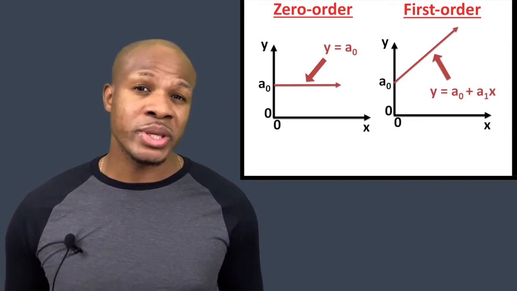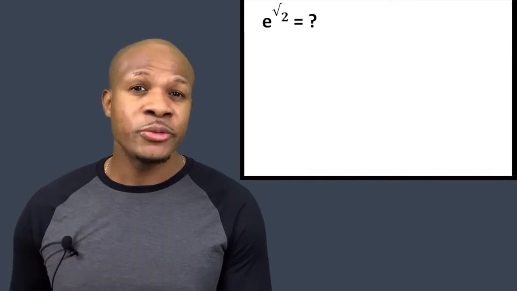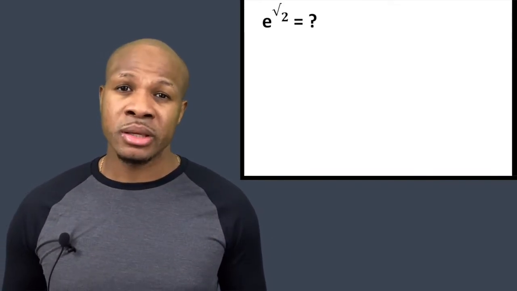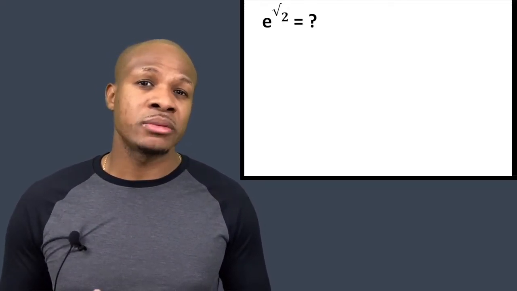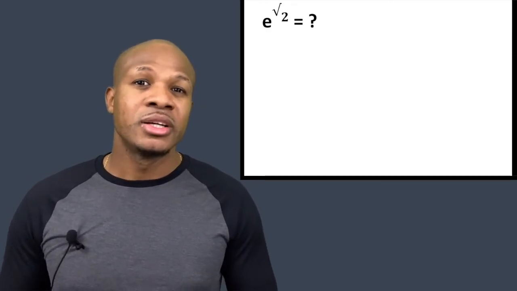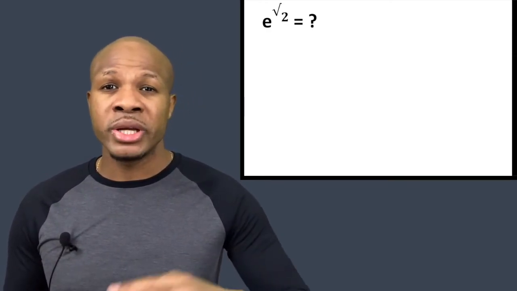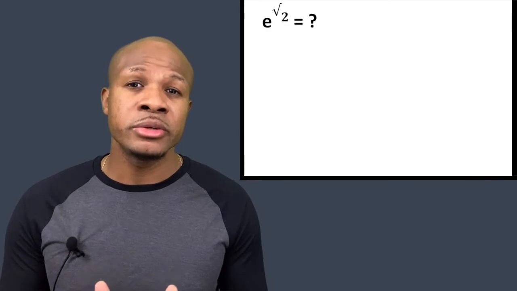But what happens when we get something more complicated? For example, what if I ask you, what is e raised to the square root of 2? Now you might say, well, what is e? Well, e is just a number. e is just a number equal to about 2.71, right? So you just have a number and it's being raised to the radical 2 power. How do you do this without a calculator?